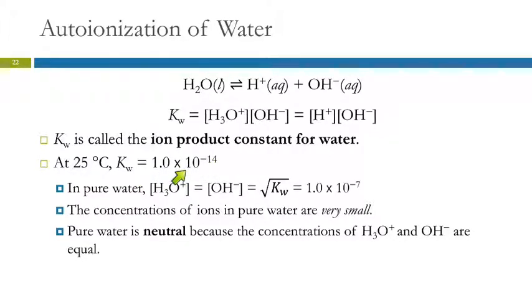So that's small, right? There's not a lot of this happening, this autoionization. So in pure water, every time you get a hydrogen ion, you will also get a hydroxide ion, and so their concentrations have to be equal. Does that make sense? So in pure water, those concentrations are equal, and they are equal to the square root of Kw. So they are each 1 times 10 to the minus 7.